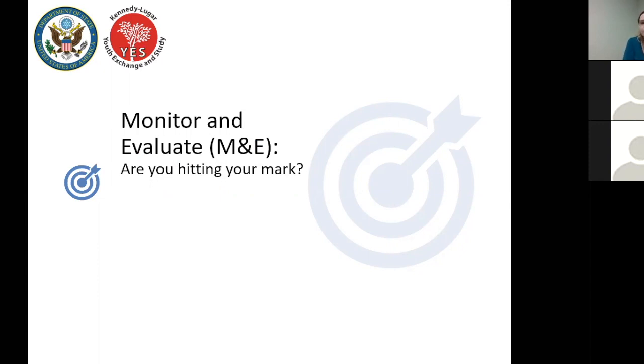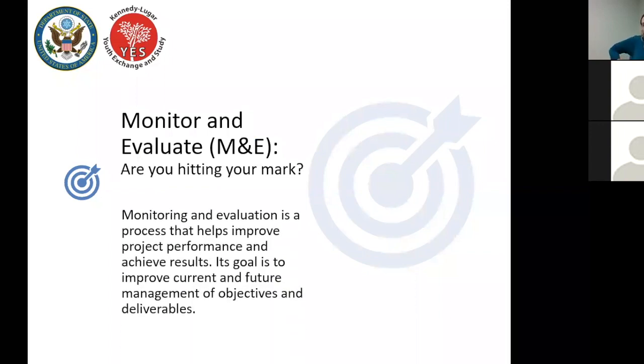All right, so why do we do monitoring and evaluation on our projects? Or build them into our proposal, I should say. All right, I'm just going to move on. So monitoring and evaluation helps improve project performance and achieve results. You can improve current and future management of objectives and deliverables.